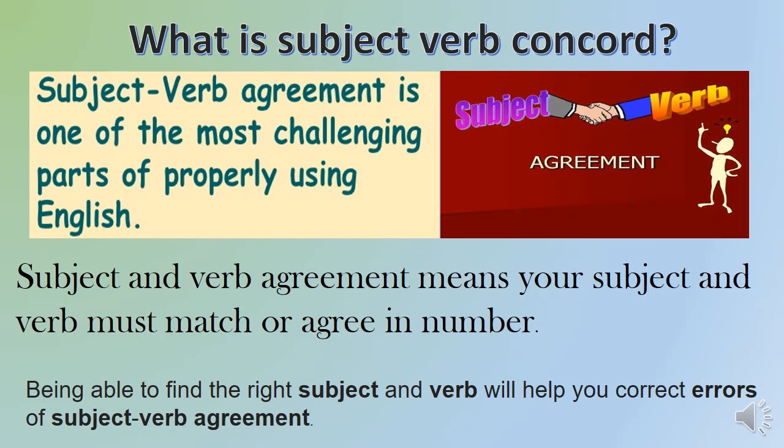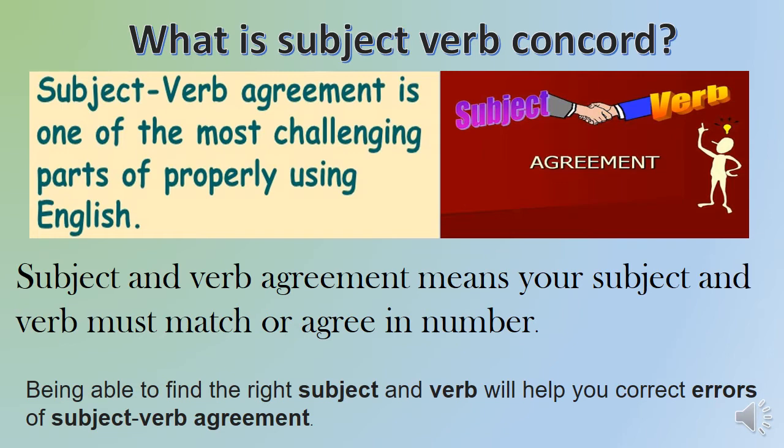Well, children, what is subject verb concord? Subject verb agreement is one of the most challenging parts of properly using English. So, subject verb concord is nothing but subject verb agreement. Subject and verb agreement means your subject and verb must match or agree in number. You already know what a subject and a verb are.